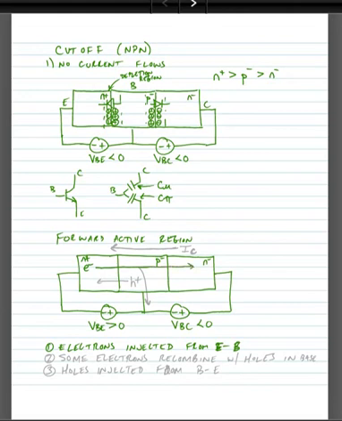But because there are some holes in the base, some electrons recombine with holes in the base. So some of these electrons are going to fall out and go towards the base, making a base current.